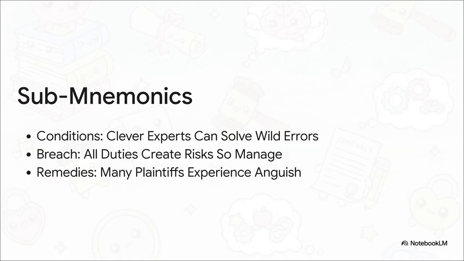Now, for the overachievers out there looking to truly master exactly what subjects these terms fall under, we've got 3 killer sub-mnemonics. For conditions, clever experts can solve wild errors in real work. Helps you remember things like condition precedents and express conditions. For breach, all duties create risks, so manage materially, handles how duties are discharged. And for remedies, many plaintiffs experience anguish, reminds you to calculate expectation damages and mitigated losses. These are your final keys to the kingdom.